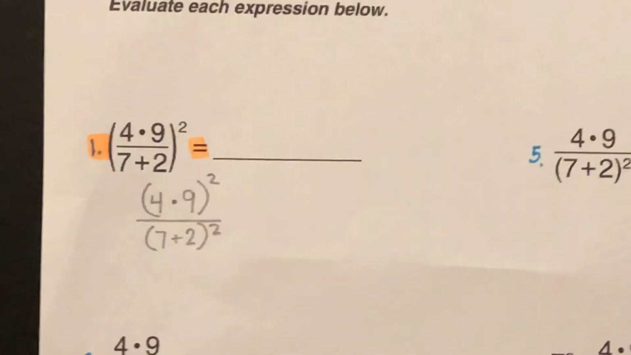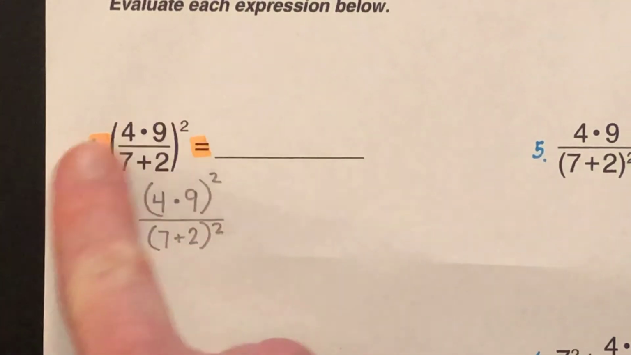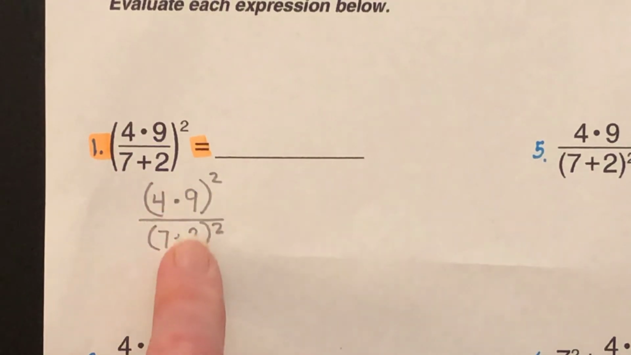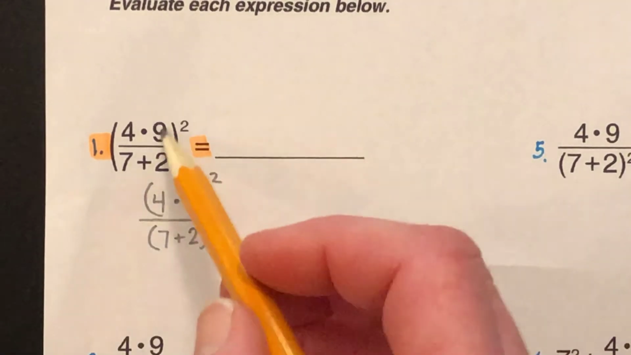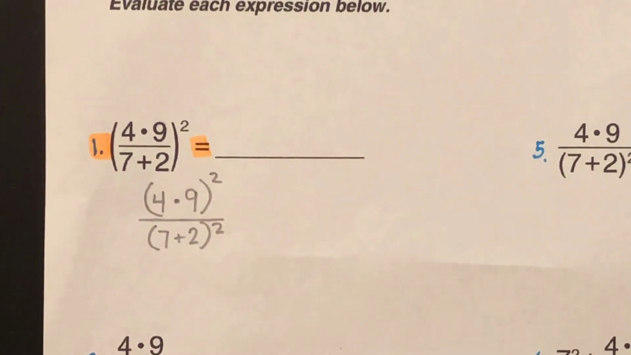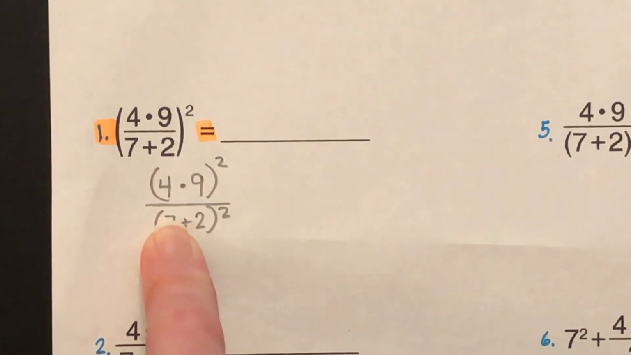I wrote out the first step. What I did when you've got the parentheses around the whole thing, it's easier to go ahead and separate it so you can focus on both the top and the bottom at a time. Because if the whole thing is squared, then the top is squared and the bottom is squared. So the first step in solving that is just separating out the parentheses into top and bottom.